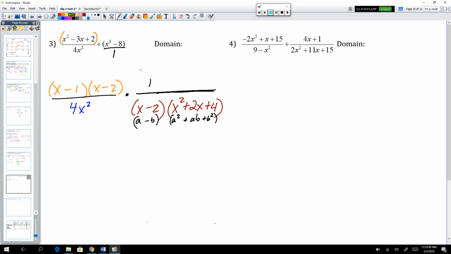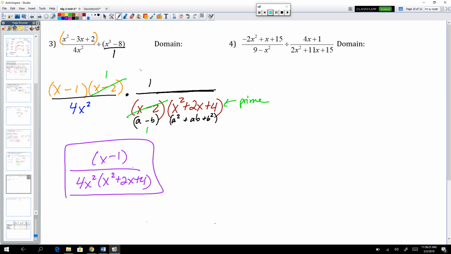Alright, now let's start canceling where we can. I don't know that there's a whole lot we can cancel. Certainly the x minus 2 and x minus 2. This is prime. There's no more factoring of that. So when we give you that formula for factoring a difference of cubes or a sum of cubes, we've given you 2 prime factors. There's no more factorization of that. And so there's nothing else to cancel. So our final answer for this is x minus 1 over 4x squared times x squared plus 2x plus 4. So that's the answer to that division problem, completely simplified.